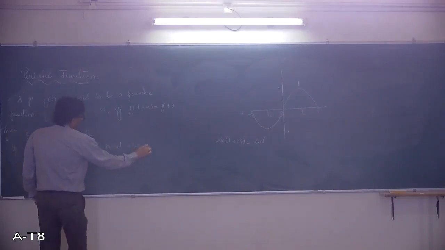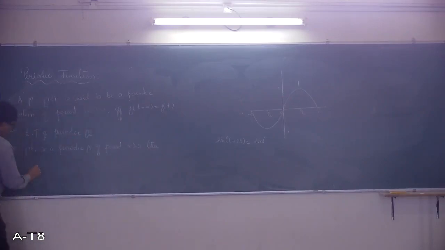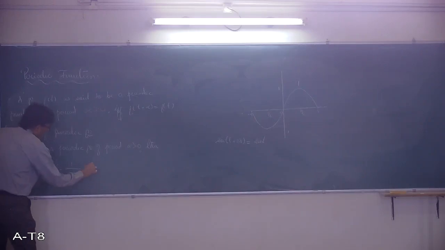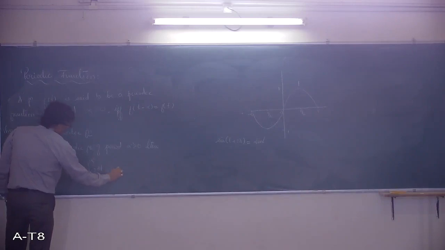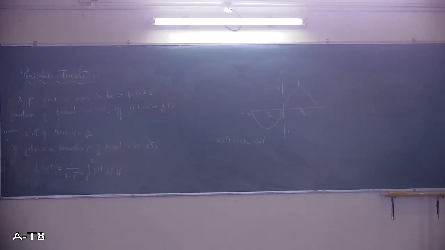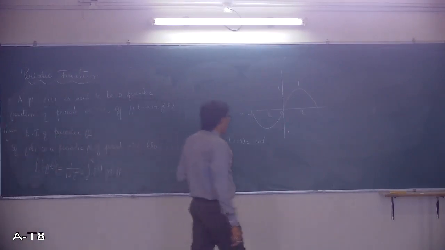alpha greater than 0, then your target is to show that the Laplace transformation of f of t is equal to 1 divided by 1 minus e raised to minus alpha s, times the integral from 0 to alpha of e raised to minus s t times f of t dt. Here e raised to minus s t is the kernel of the transformation. This is the statement. Sometimes it is asked to state and prove the periodic function theorem. Otherwise, the statement will be given to you, and you have to derive this using the definition of Laplace transformation.